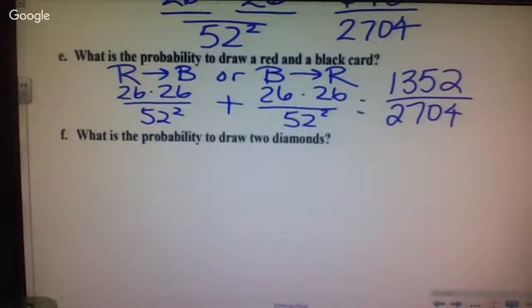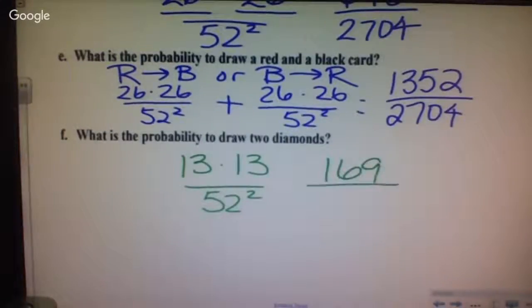Okay. Here I want 2 diamonds in the top. There are 13 diamonds. So 13 and 13. 169.